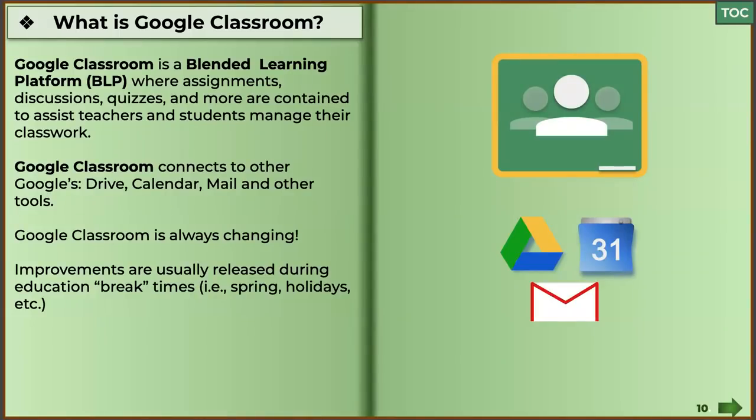Here we go. What is Google Classroom? It's a blended learning platform. It's also turning into more of an LMS. LMS is Learning Management System. BLP is a blended learning platform. Why does Google call itself a blended learning platform? Because Google Classroom is blending with everything Google. I'm going to use this pointer right here. You see that? All of this is connected to this. So Google Classroom is actually built on the back of Drive. And it includes calendars, and it includes Gmail, and all of the other Google tools.